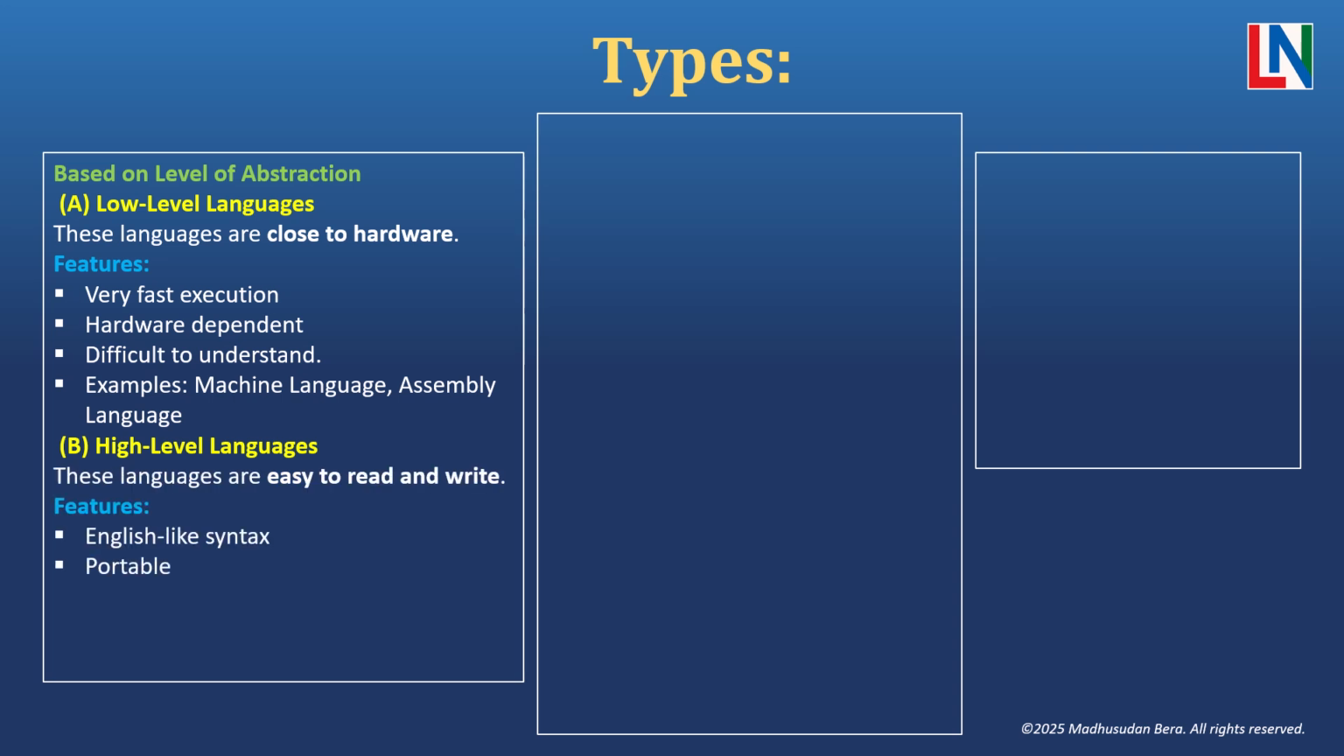High level languages are easy to read and write, with English-like syntax. Most common arithmetic operators are used, and these languages are portable, requiring a compiler or interpreter. Examples: Python, C, Java, etc.